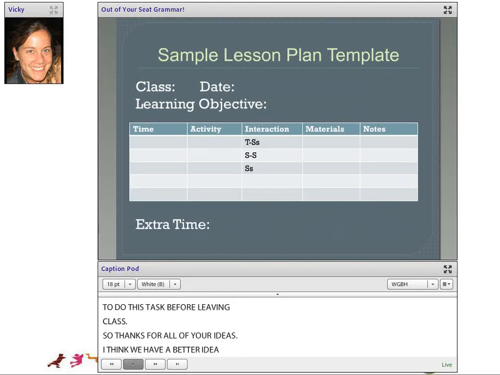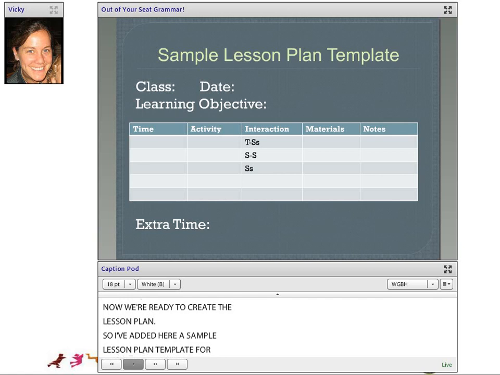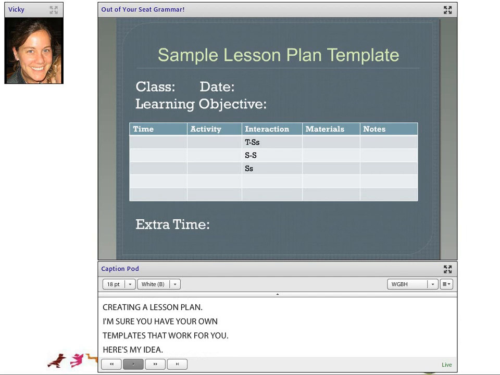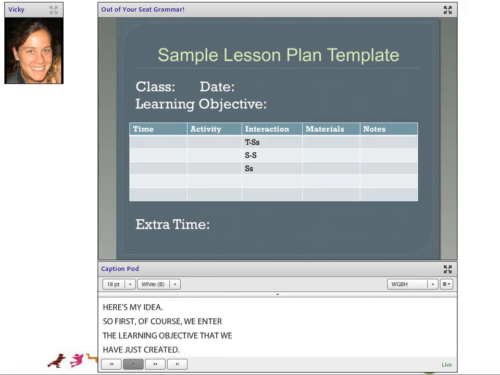And now we're ready to create the lesson plan. So I've added here a sample lesson plan template for creating a lesson plan. I'm sure that you have your own templates that work for you. Here's my idea. So first, of course, we enter the learning objective that we have just created. And then there's 5 categories here in the lesson plan that I'd like to talk about.